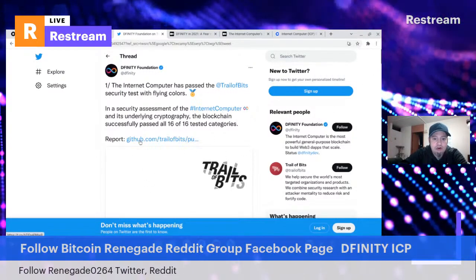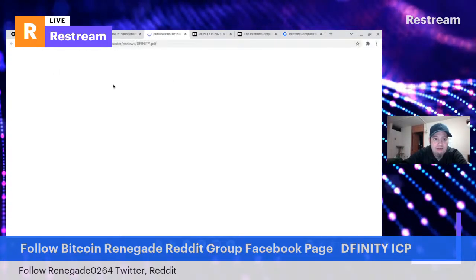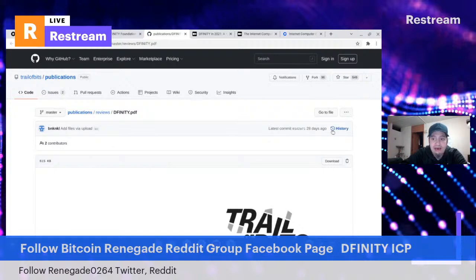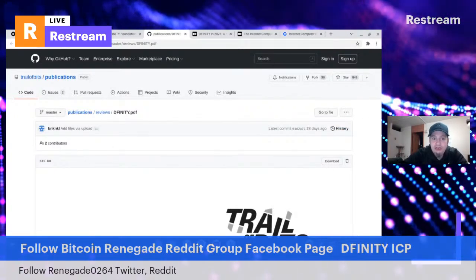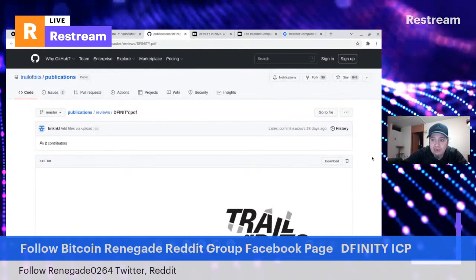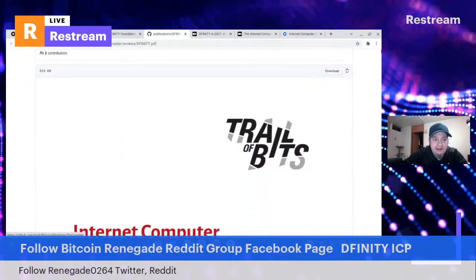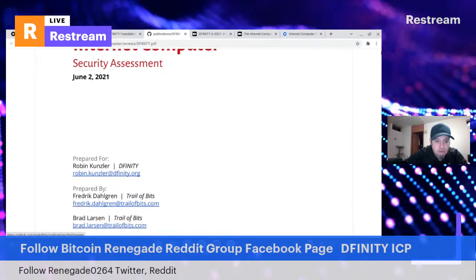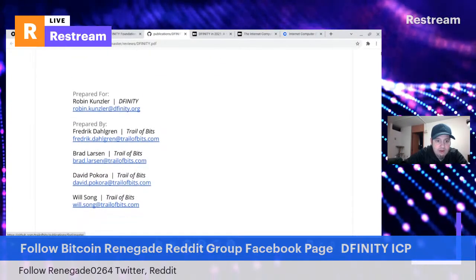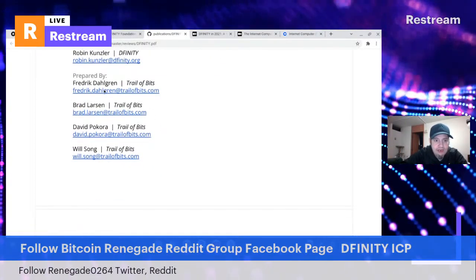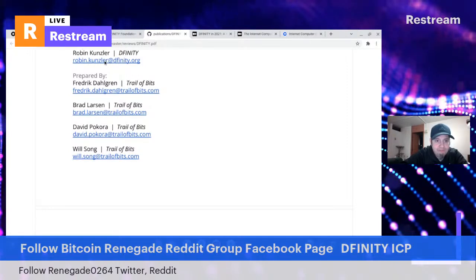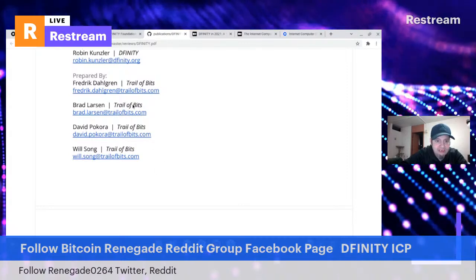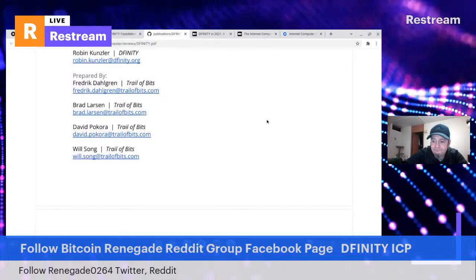So I'm not exactly sure what this means. It's some sort of a test for the security and the overall value of the blockchain, I think, and the overall security assessment. So that's what that is. June 2nd, 2021. Right on. Prepared by Frederick Dahlgren for Robert Kunzler. These guys are all the Trail of Bits. Okay.